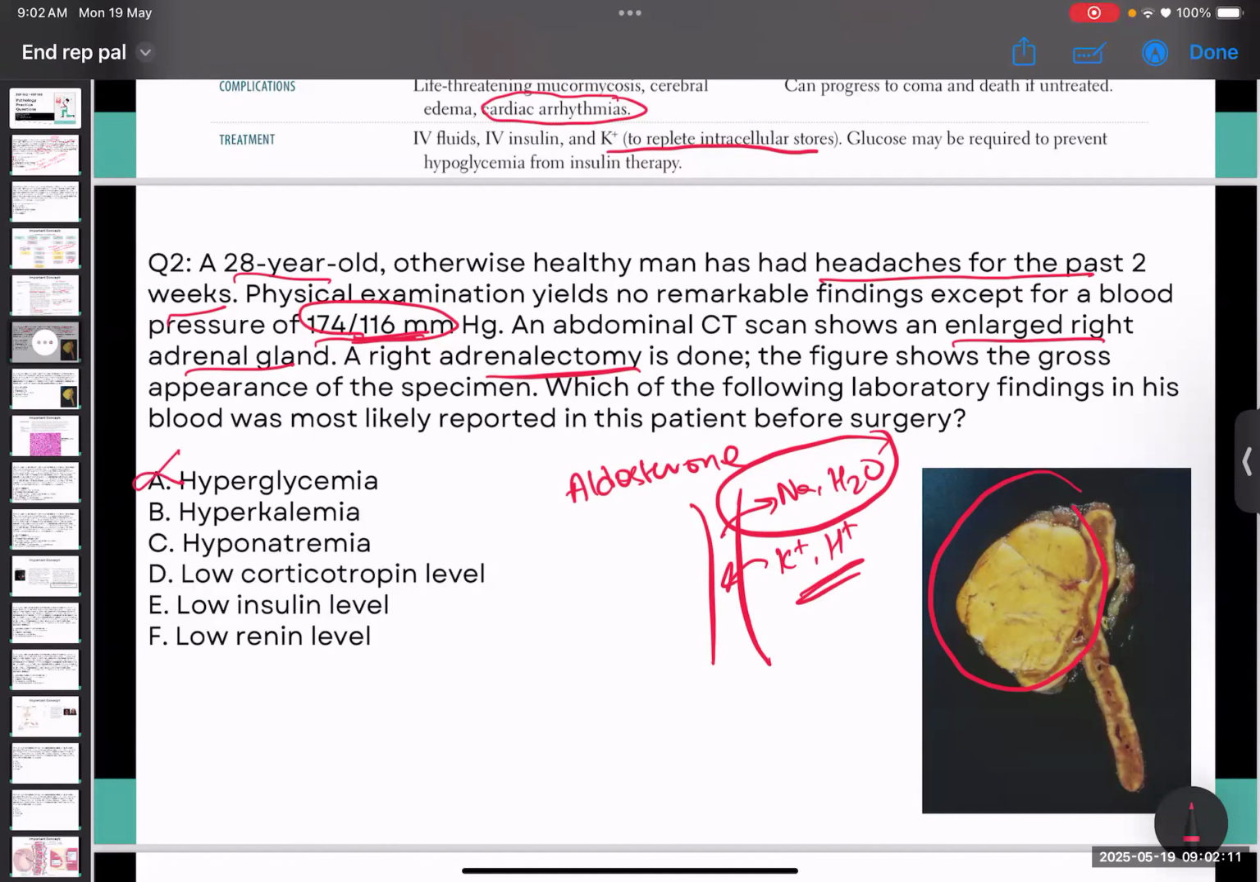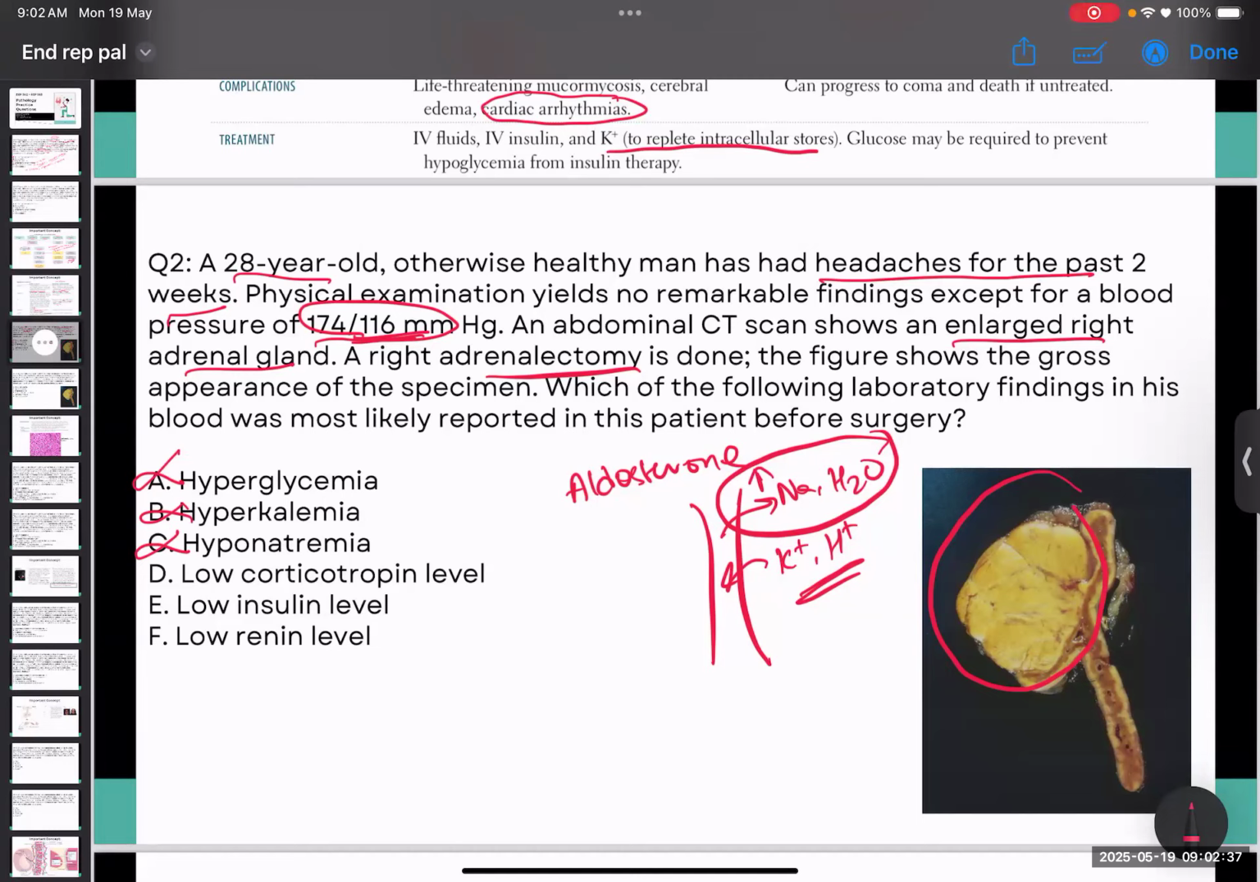Hyperglycemia, no. You could argue that if it was a cortisol secreting tumor, then you could see hyperglycemia, but no, this is not a cortisol secreting tumor. Hyperkalemia, no. You secrete out potassium, so your body loses potassium rather than retaining it. Hyponatremia is not an answer because you will be hypernatremic, because aldosterone helps with reabsorbing that sodium.